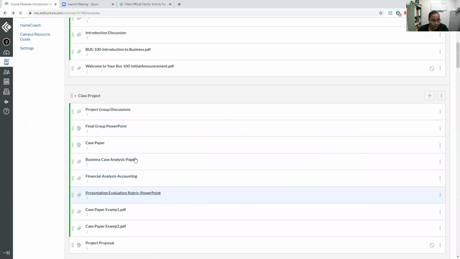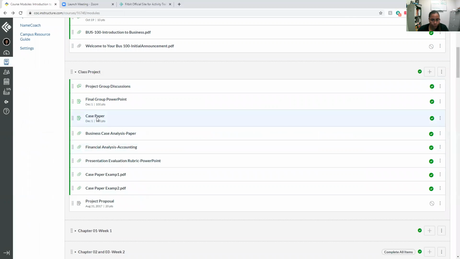And that means when you upload your case paper here, I get the paper with the financials and then your PowerPoint. So this is the rubric for the paper. This is the rubric for the financials that you need to complete. This is the last rubric. You don't have to do this.